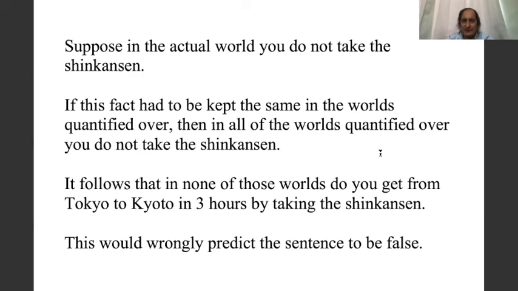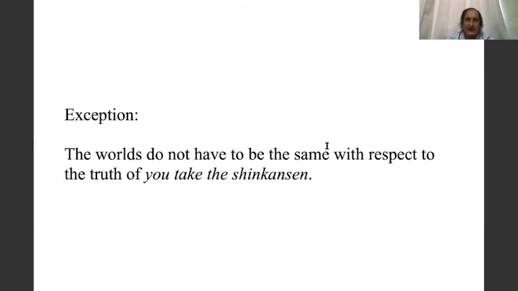And that would lead to a prediction. It says, in none of the worlds do you get from Tokyo to Kyoto in 3 hours by taking the Shinkansen, and therefore the first sentence that says to get from Tokyo to Kyoto in 3 hours, you can take the Shinkansen should be false. That's a wrong prediction. We block that prediction by not requiring that you take the Shinkansen to have the same value as it does in the actual world for all the worlds that we look at.